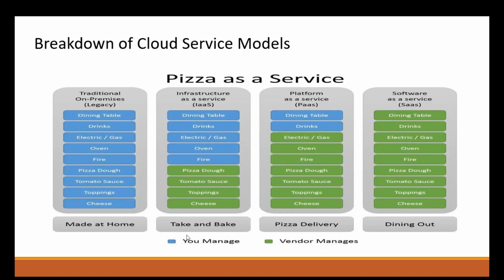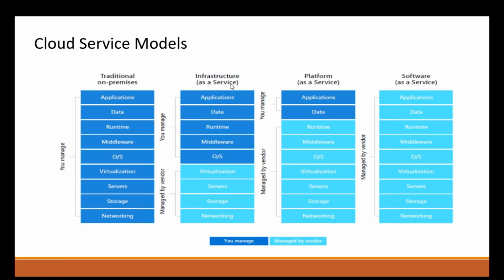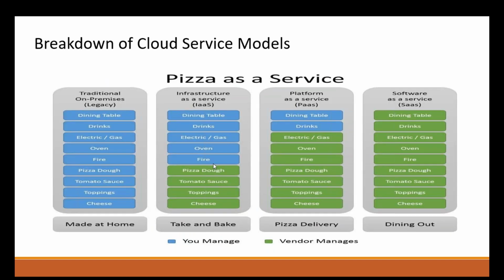But when you go for infrastructure as a service, which is IaaS, you can consider it as a ready-to-cook food that is available outside. That means there is some set of ingredients and there is some set of things that have already been made available over there, and some of the food is partially cooked.